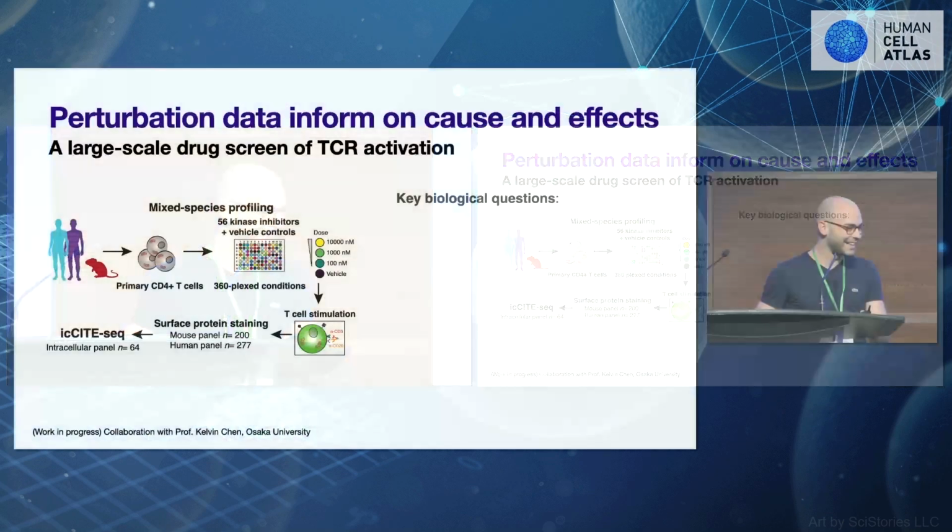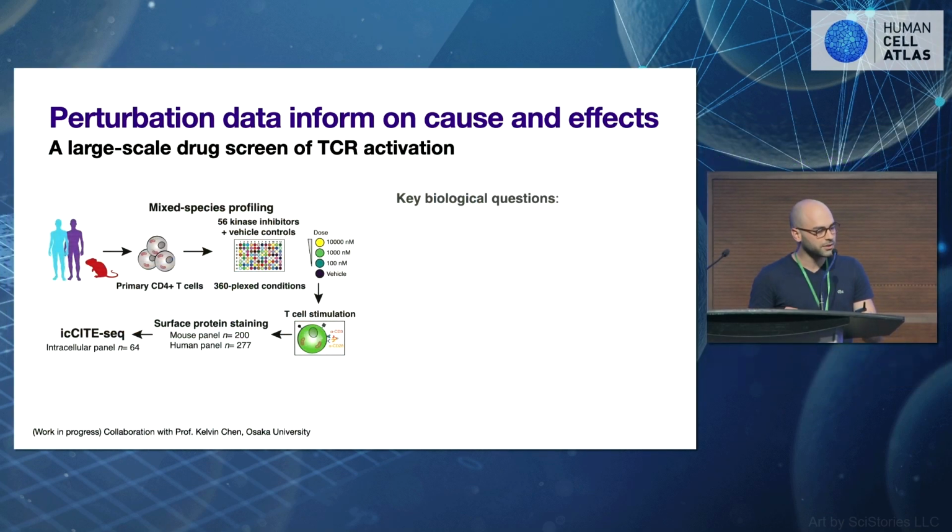So today I would like to talk about perturbation data, and I want to highlight that perturbation data informs us on cause and effects. For example, we put drugs in cells and we see how they react. I'm going to talk about a collaboration with Calvin Chen from Osaka University. Here we're studying the effect of drugs on T-cell activation.